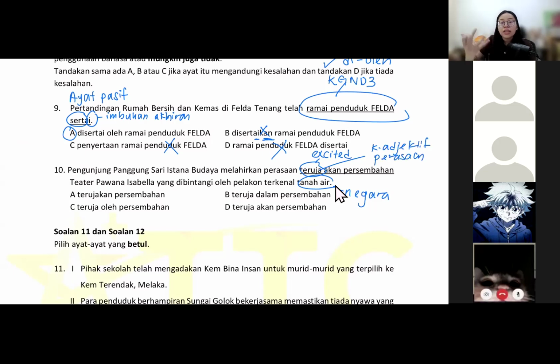So it's a feelings. So what is your answer? A, B, C, D. I always mention when it's a kata adjective perasaan, I need to add on a kata sendi before my object. No, it's not C, teruja oleh, no.